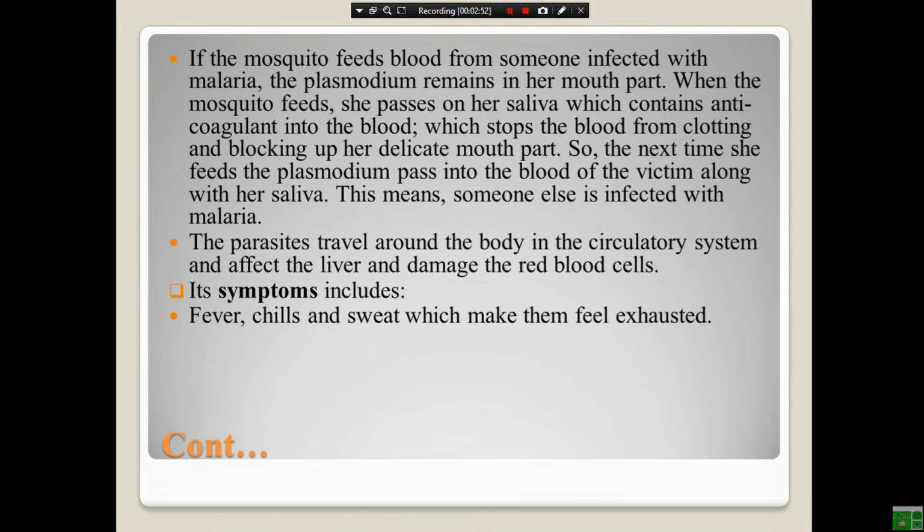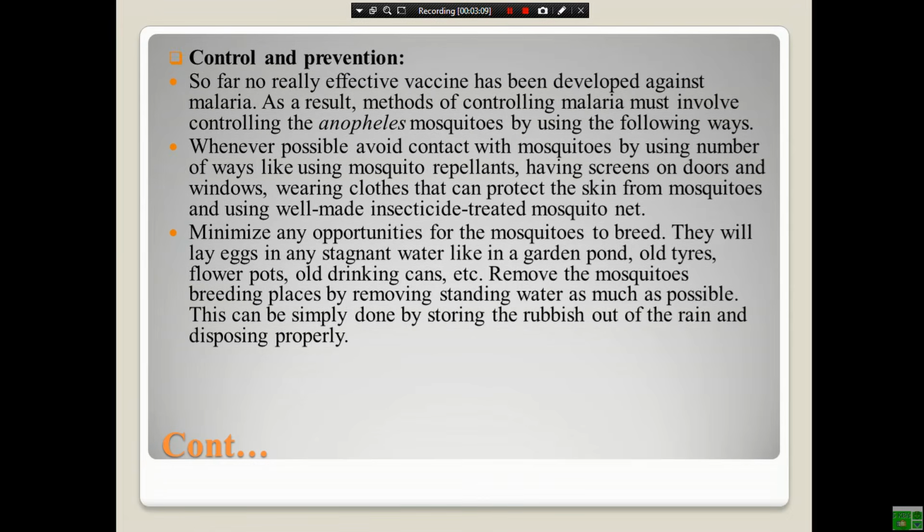The symptoms include high fever, chills, and sweats, which make them feel exhausted or tired. So those are the main symptoms. And also shivering is one of the main symptoms of malarial infection.